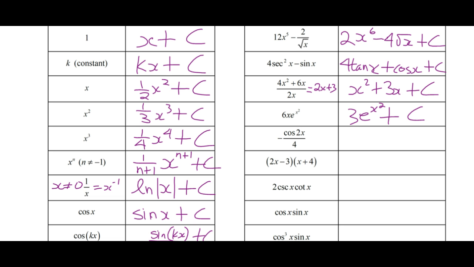Negative cos 2x over 4. Negative 1/8 of sine of 2x plus c. Okay, check that out. I'm just writing it down. I have no idea if that's right. How do we figure out if it's right? We'll take the derivative of sine 2x, which is cos 2x, times 2. But we need it to be negative 1.